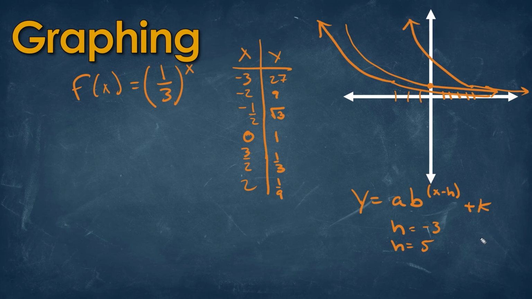And if we change our value of k, k is going to denote what we change on our y-axis. So say we put k is equal to 3, we'd be going up 3 values, which would be here, so our graph would look something like this.